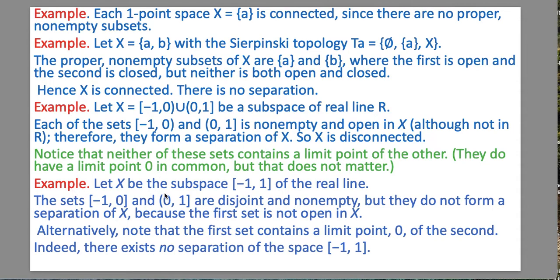One more example, let X be the subspace [-1, 1] of the real line. The sets [-1, 0) and [0, 1] are disjoint, non-empty, but they do not form a separation of X because [-1, 0] is not open in X. It is a closed interval, so it is not open in X. Alternatively, note that the first set contains a limit point 0 of the second. Indeed, there exists no separation of the space [-1, 1].